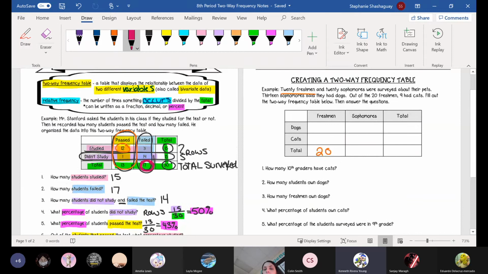All right. So there was 20 freshmen and 20 sophomores. So I could fill in the total number of freshmen and sophomores surveyed about their pets. 13 sophomores said they had dogs. Out of the 20 freshmen, 9 had cats.